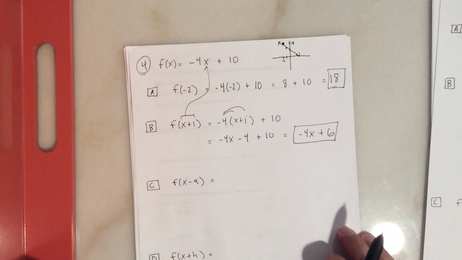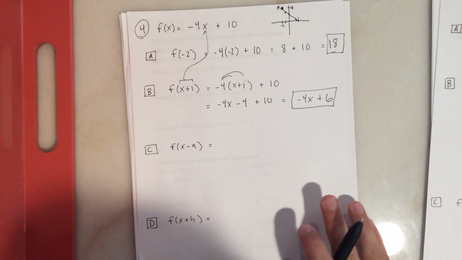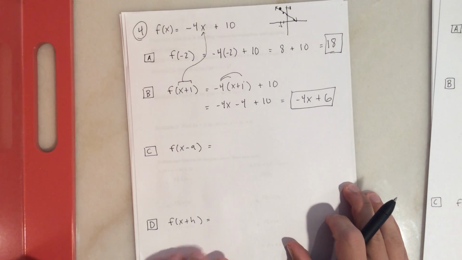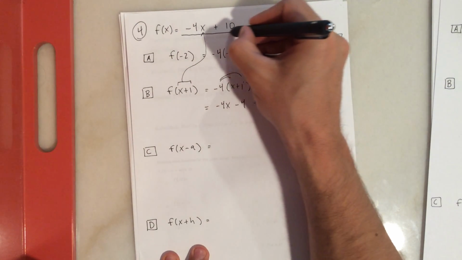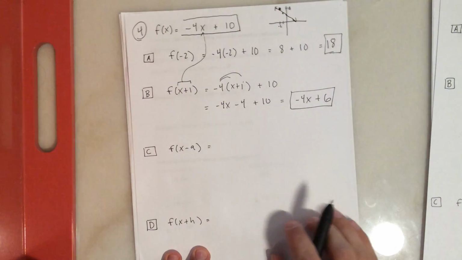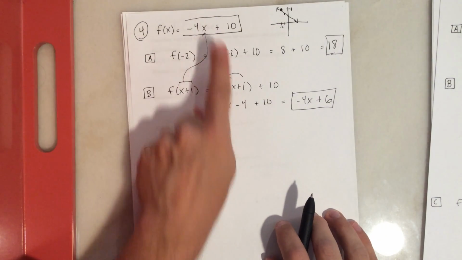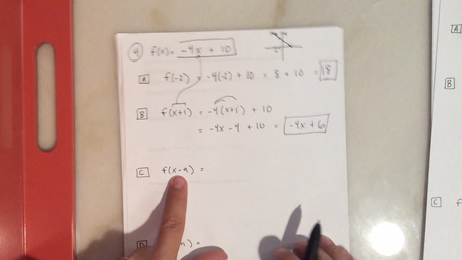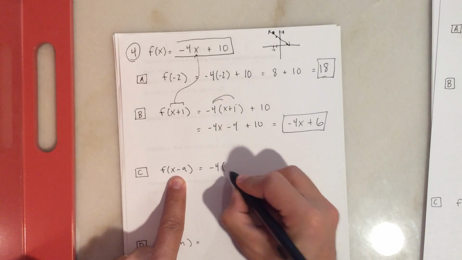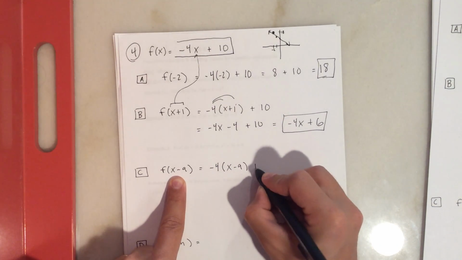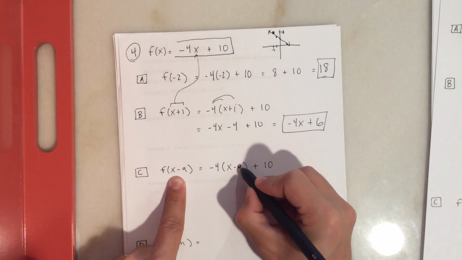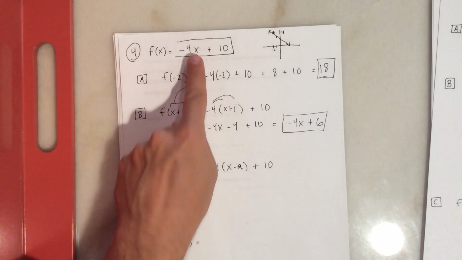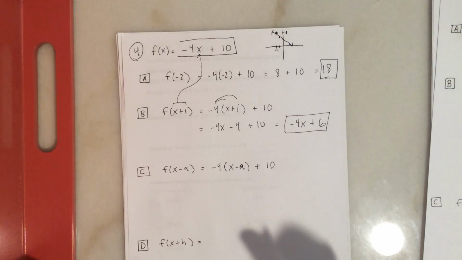Great. Moving right along. What's f of x minus a? Okay, f of x minus a. So yet again, we're taking our original rule here, negative 4x plus 10, and instead of plugging in a negative 2 for x, instead of plugging in an x plus 1 for x, we're going to plug in whatever's in the parentheses, x minus a. So negative 4 times x minus a plus 10. That's an a, not a 9. Okay, plugging in x minus a into the function, and then we'll distribute, combine like terms, and be done.